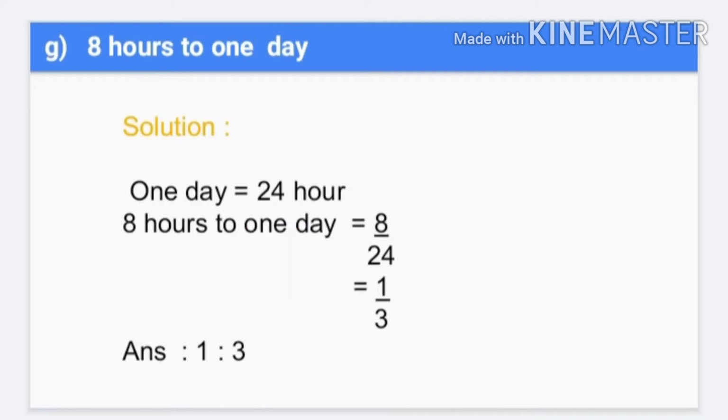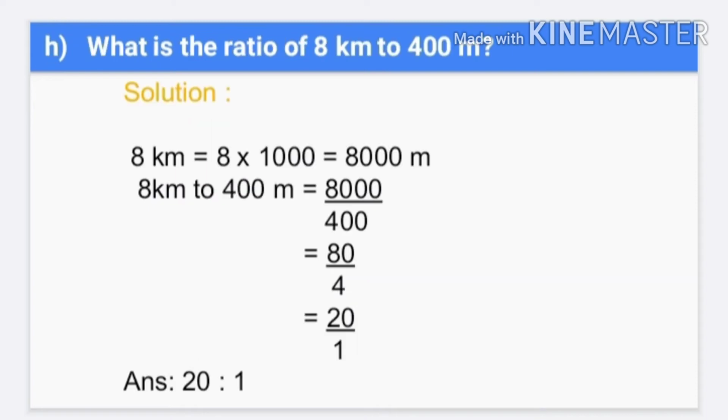G: 8 hours to 1 day. 1 day equal to 24 hours. 8 by 24. Cancel by 8 table. 8 into 1 equal to 8. 8 3s are 24. Equal to 1 by 3. The ratio is 1 is to 3.